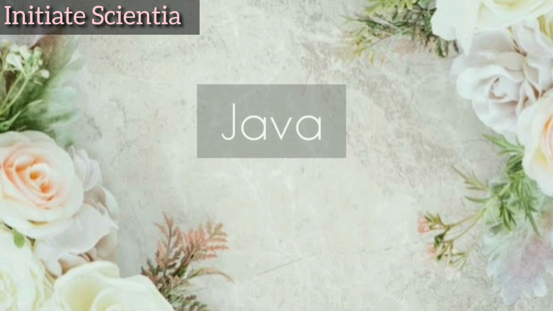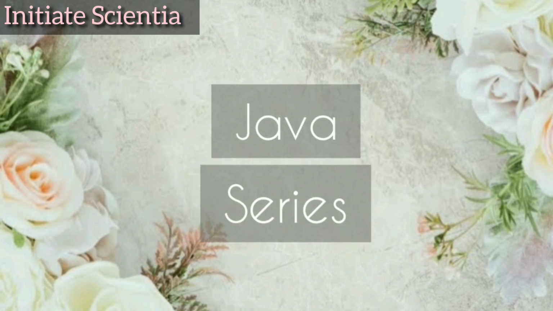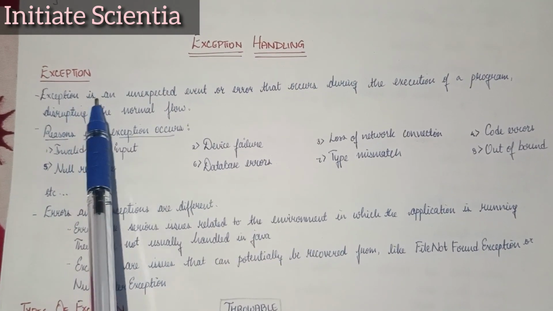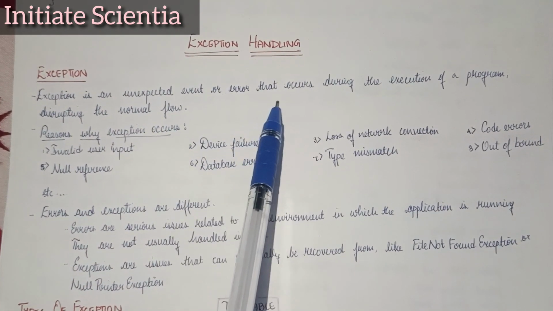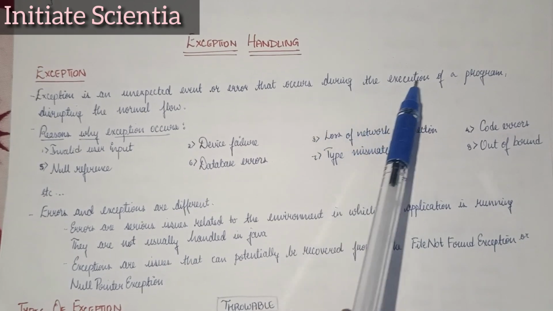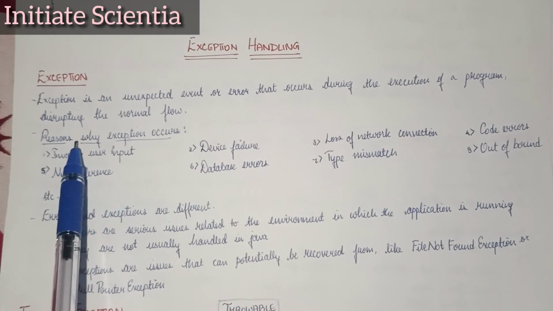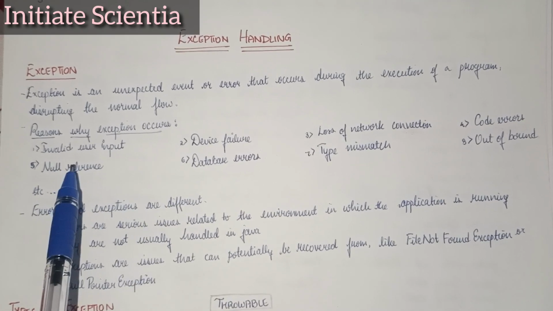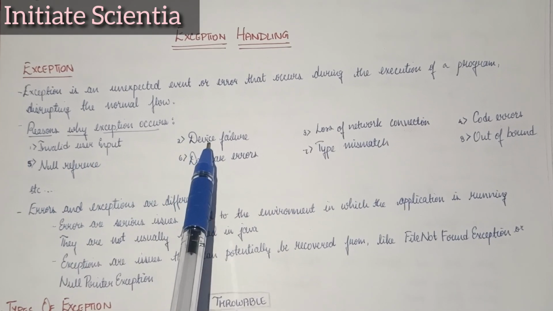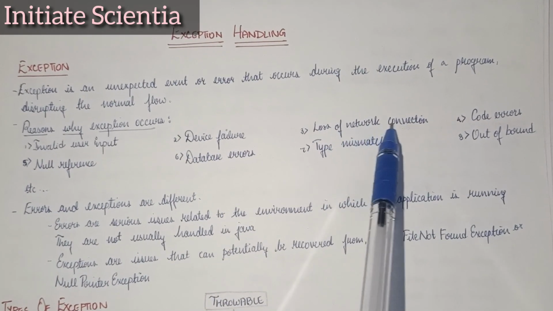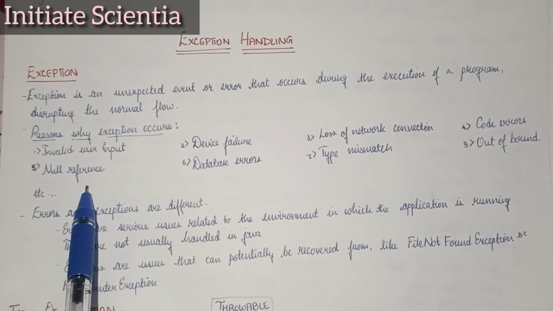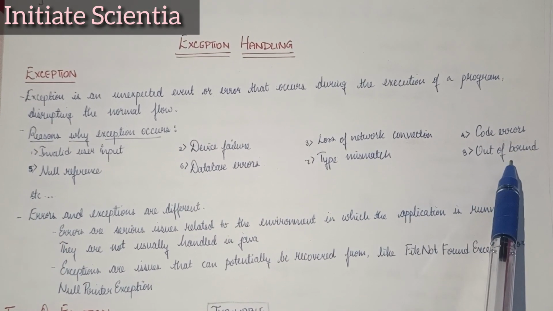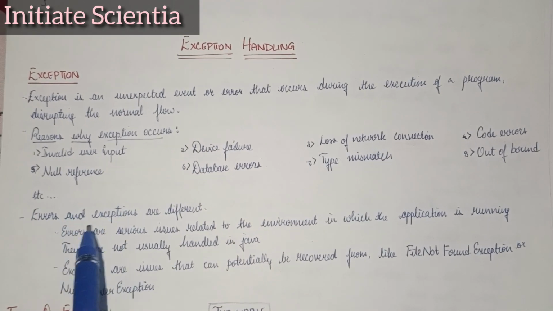This is the Java series. Exception handling. An exception is an unexpected event or error that occurs during the execution of a program, disrupting the normal flow. Reasons why an exception occurs: invalid user input, device failure, loss of network connection, code errors, null references, database errors, type mismatch, out of bound, and so on.